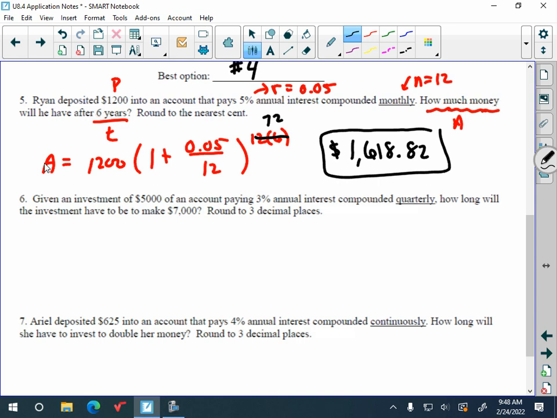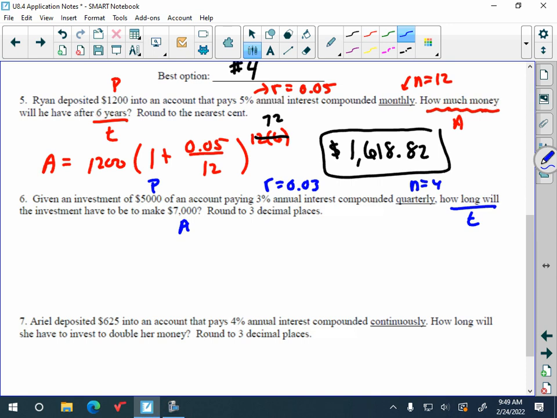So let's identify what each of these numbers represent. We have an investment of $5,000, so that's going to be P. 3%, so R is 0.03. Quarterly means that N equals 4. We want to end at $7,000, so that's A. And how long it's going to take is T. We don't know how many years. So this one we're going to be solving for T.